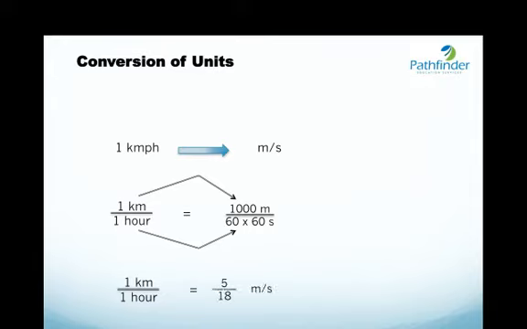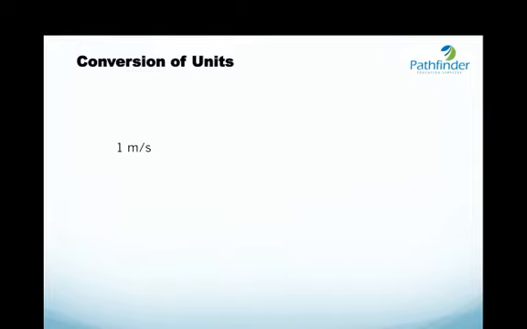So this is a simple process. Now students can simply remember the value 1 kilometer per hour is equal to 5 by 18 meters per second. But sometimes you might be required to convert in units other than meters per second, and that is when the same method will be applicable. What if we have to convert 1 meter per second into kilometer per hour? The method remains the same, it doesn't change.